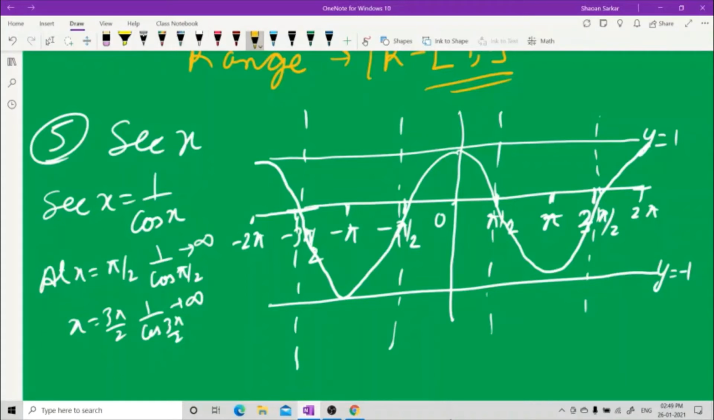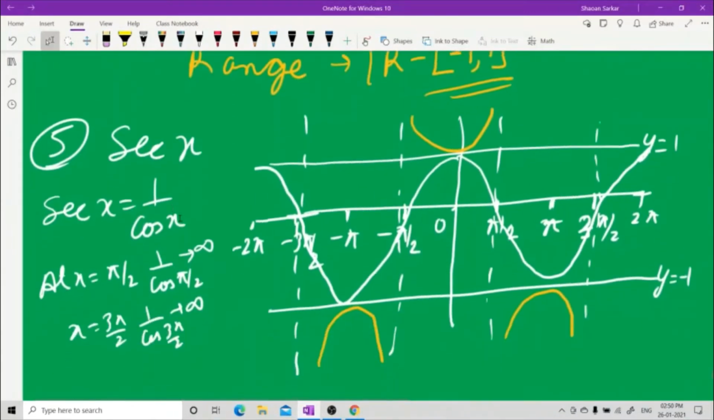Now, see one thing. At x equal to 0, cos is 1, and at pi by 2, sec is infinity. So the first branch will be this type. Now here it will be this type, and here it will be this type. See, here the graph is not anywhere in between. So the domain is, I will have to remove these pi by 2's.